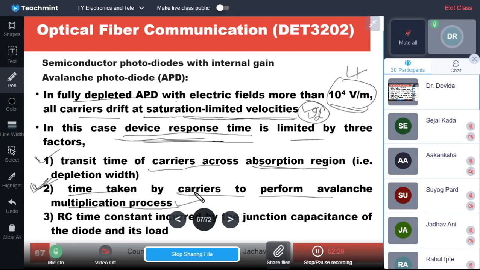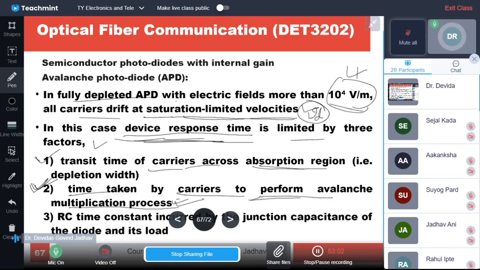Previously these two were there: transit time, T drift, of the carrier to cross the absorption region or depletion width, and the RC time constant. And third was diffusion time. Here there is no diffusion area, so there is no diffusion time. But in this avalanche photodiode, the avalanche process is there, that is impact ionization or carrier multiplication. This avalanche multiplication process requires some time, so this time gets added. So these three are the factors.